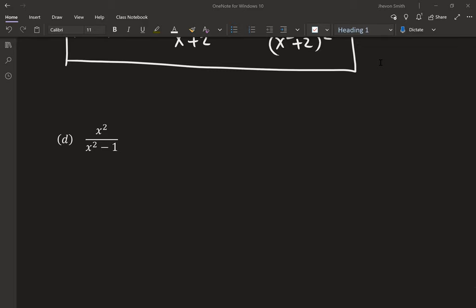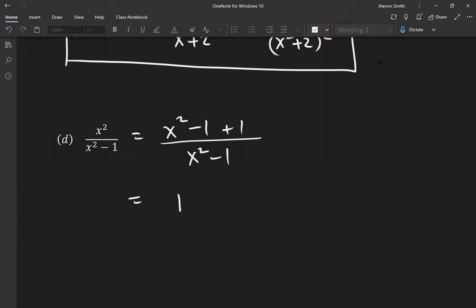Okay, this one shouldn't be so bad. Maybe you guys should tell me what to do here. You would divide by long division because the numerator is the same as the denominator. This is not proper. So you would either do long division, or in this case, it's actually pretty easy to do algebraic manipulation. I can subtract one and add one on the top. So this is going to be 1 plus 1 over x squared minus 1.